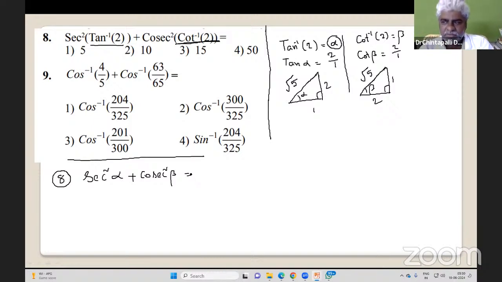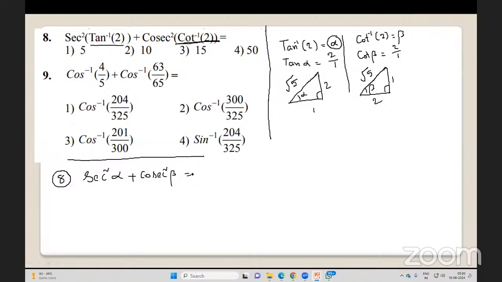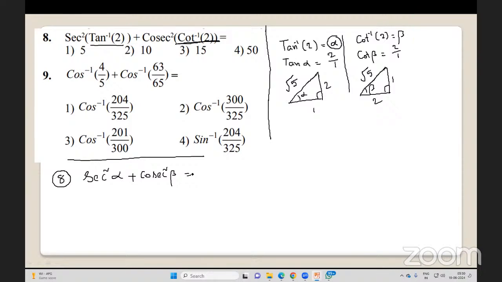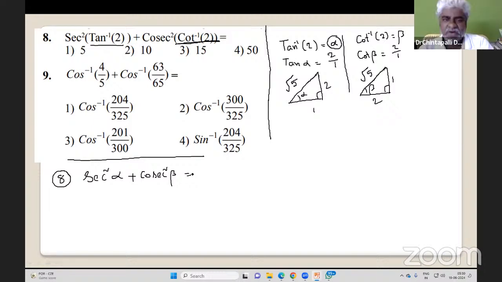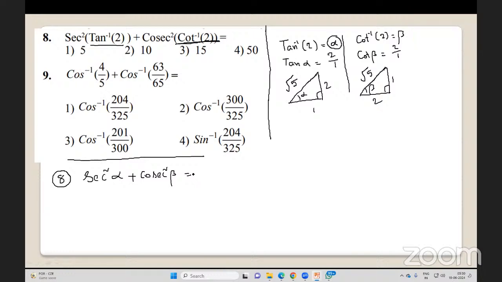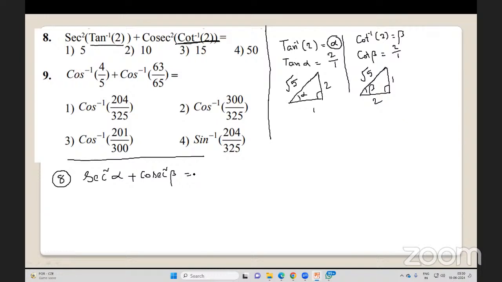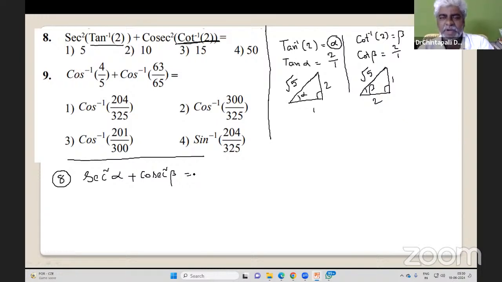Sec alpha, from the first diagram? Root 5 by 1, sir. Very good. That is root 5. Yes, sir. Then sec square alpha? Sec alpha is root 5. Oh, root 5 by 2. Root 5 by 2, sir. Sec means hypotenuse by adjacent side.